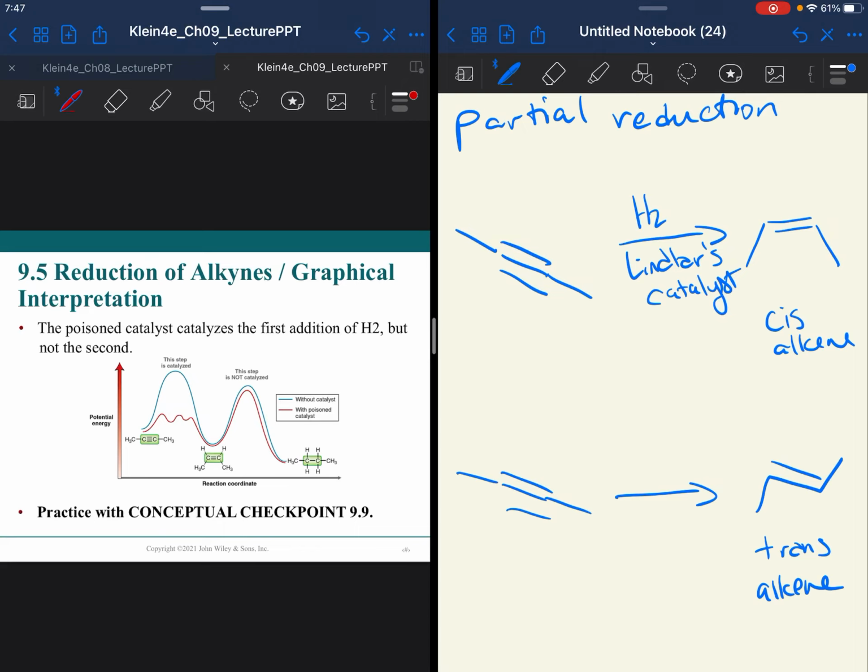But with the poison catalyst, it doesn't react with alkenes. And so the poison catalyst follows this energy diagram. So it brings down the activation energy of this first reduction. But then the activation energy for the H2 to react with the alkene is high enough that we can actually stop this reaction and collect the double bond at this point.